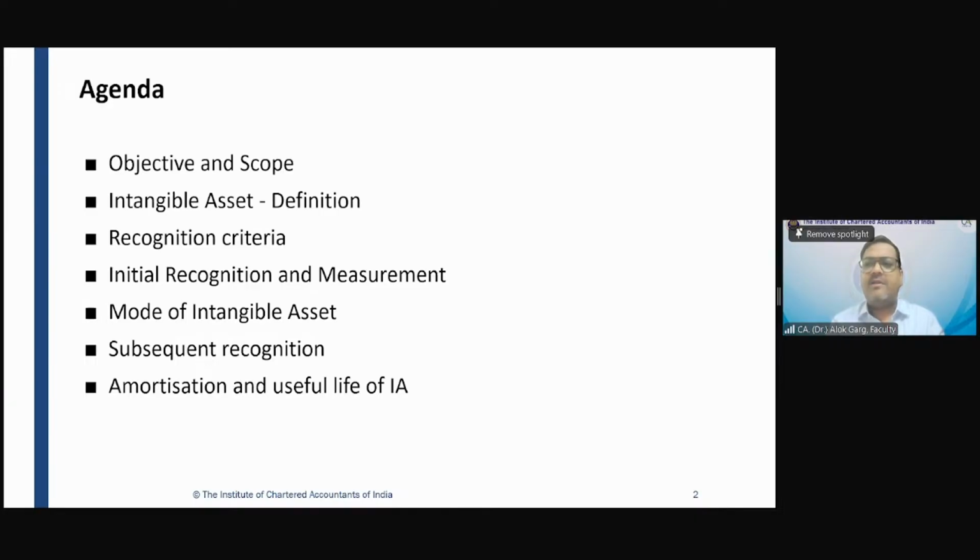Intangible asset can be acquired in multiple ways, right? So we'll discuss how the accounting will happen, how the measurement will happen when intangible assets are acquired in multiple ways, right? Then we'll discuss the subsequent measurement concept, and we'll discuss amortization and useful life of intangible asset. Friends, when there is a decline in the value of a physical asset, tangible asset, property, plant and equipment, it is known as depreciation. But when it is an intangible asset, it is known as amortization, right? The concept is the same. The only thing is, the nomenclatures are different. Okay.